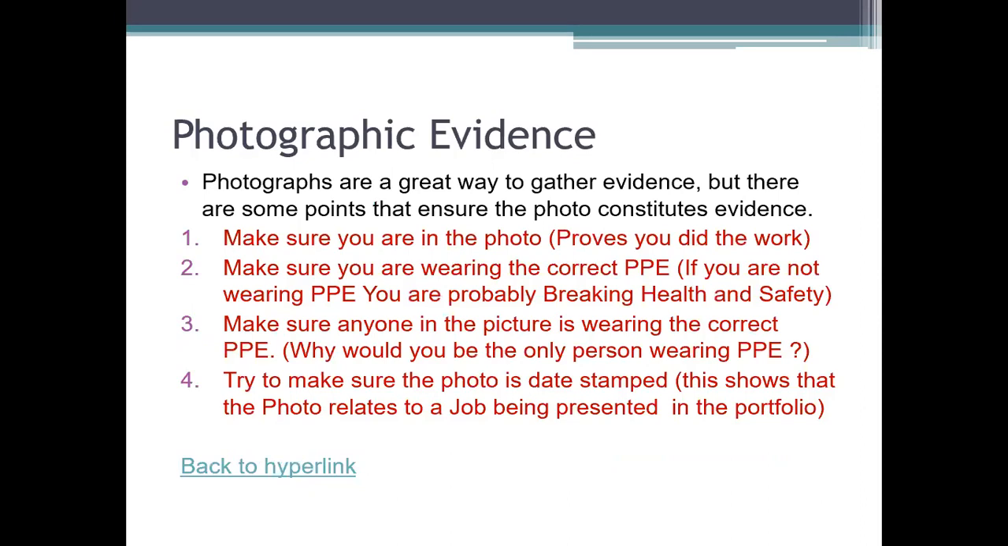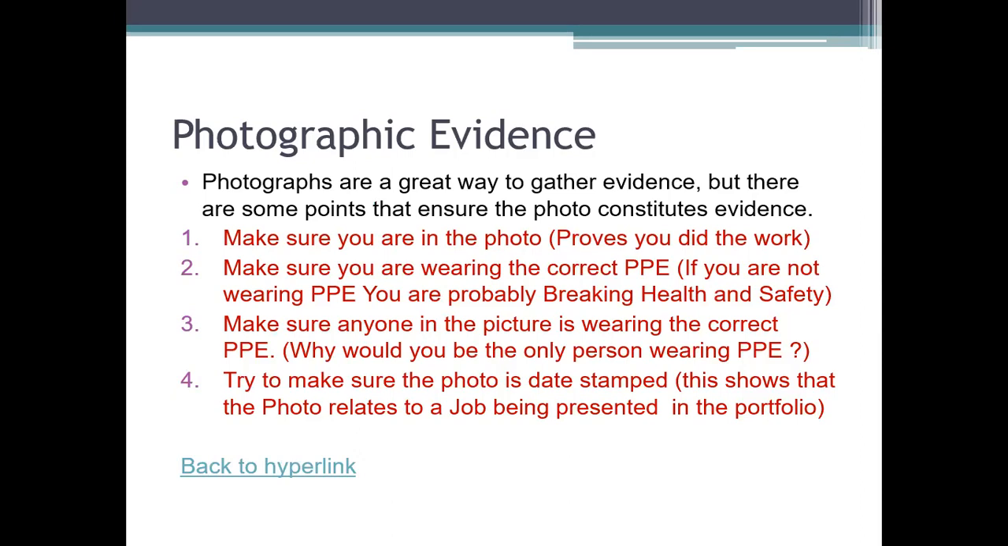Okay, and one of the most important really, I think, is photographic evidence. Photographs are a great way to gather evidence, but there are some points that ensure the photo constitutes evidence. Okay, so number one, wherever possible, make sure you're in the photo. And we're not talking about a case of you holding up a piece of cable where all we can see is your hand and the cable.